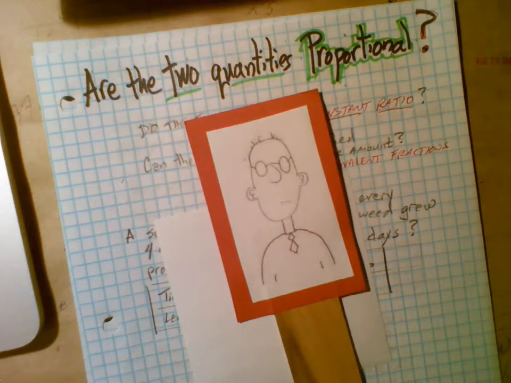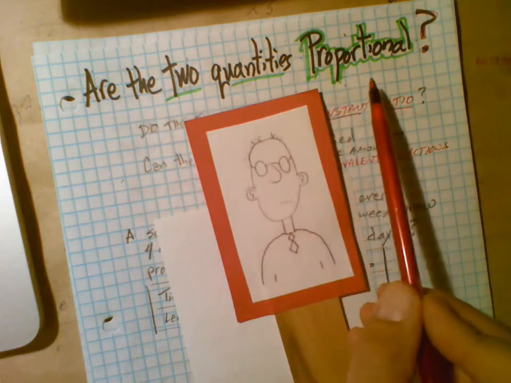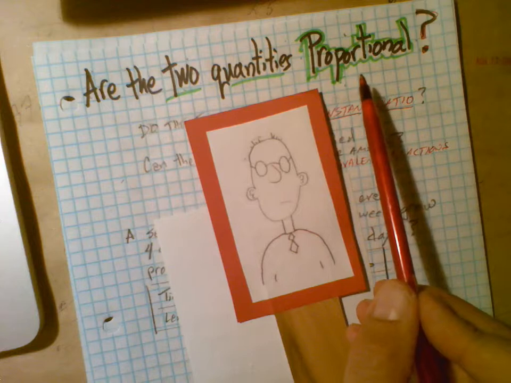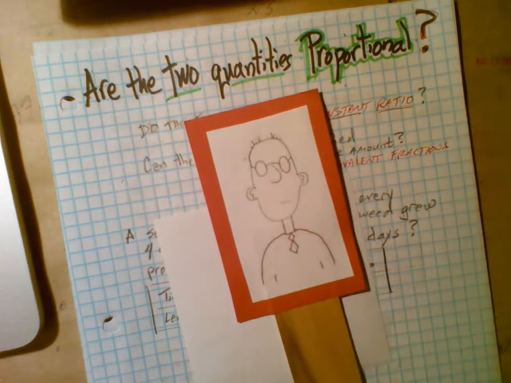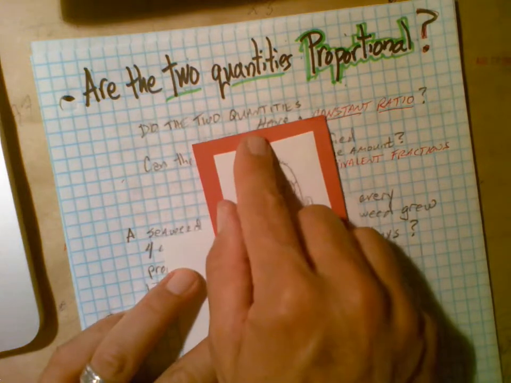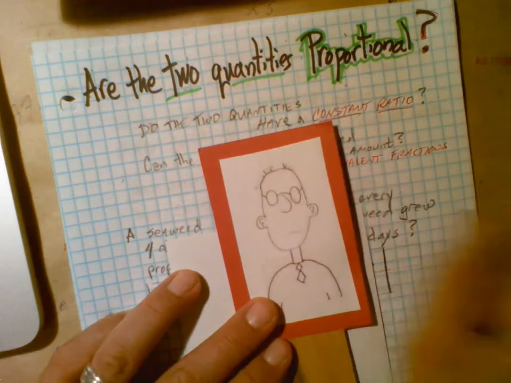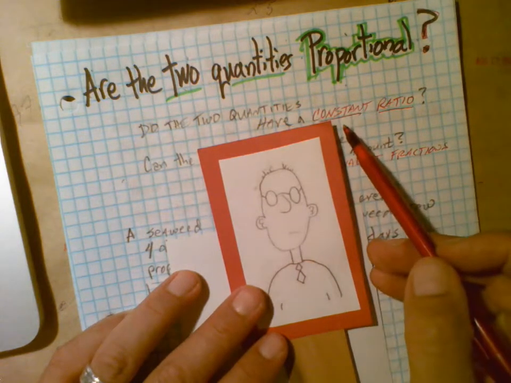Hey there. In this video, we are going to be asking the question, are the two quantities proportional? What do I mean by are the two quantities proportional? Another way to think about it is, do the two quantities have a constant ratio? Constant ratio. Remember, constant means unchanging.